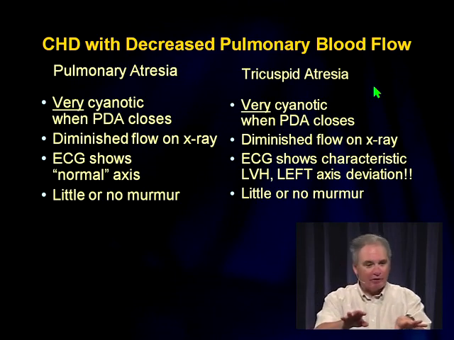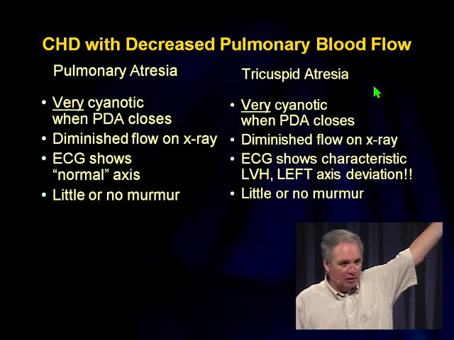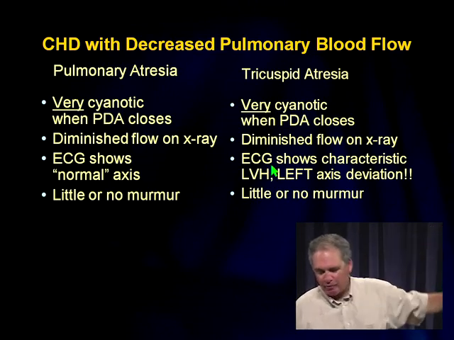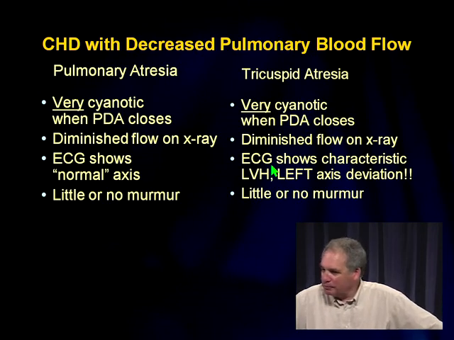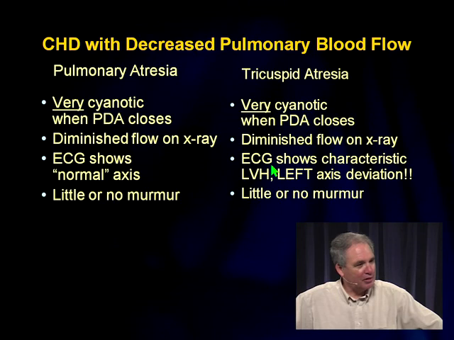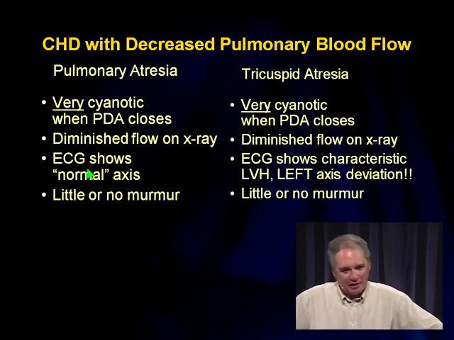Here's where you can tell the difference, EKG. Remember I said there's one other heart defect that has this axis deviation on EKG? It's tricuspid atresia. So if you have a baby with cyanotic, diminished blood flow, EKG shows left axis deviation, little or no murmur, tricuspid atresia. Pulmonary atresia typically has a normal axis on the EKG. So even without the echo and all that stuff, you can kind of know what you're dealing with, okay?